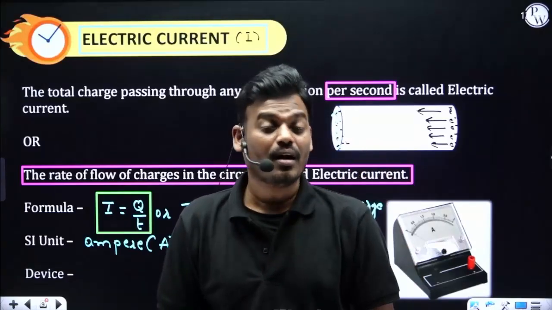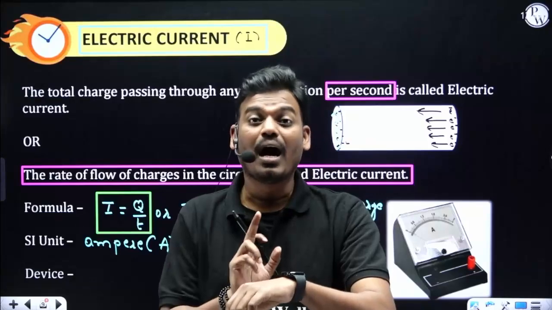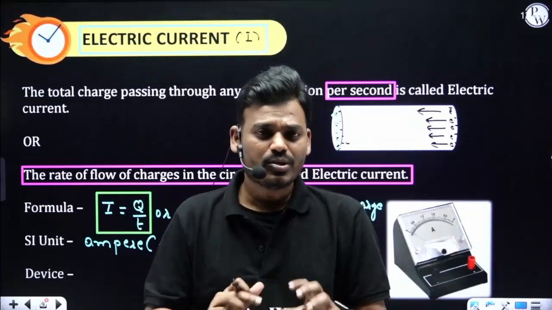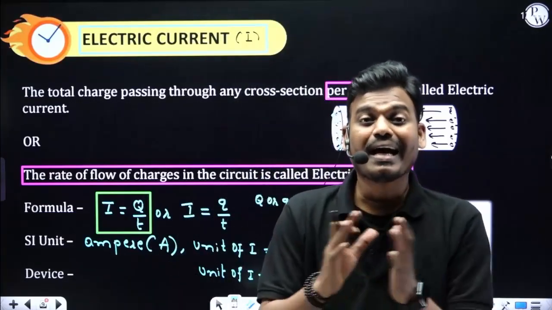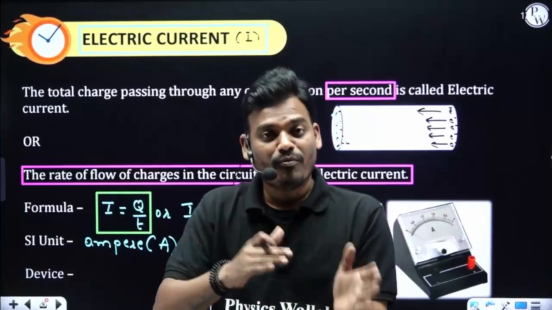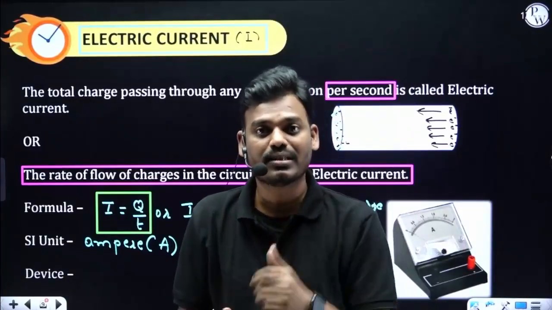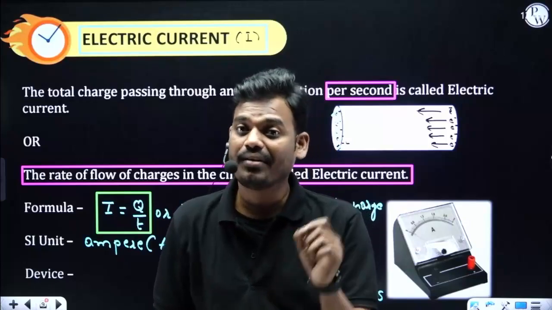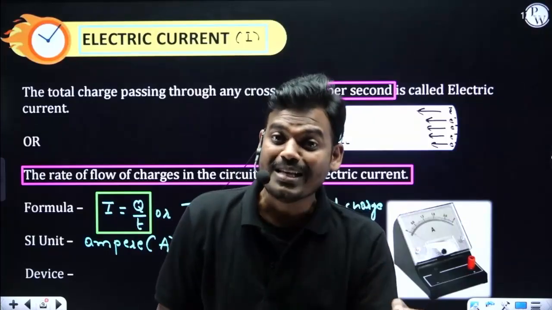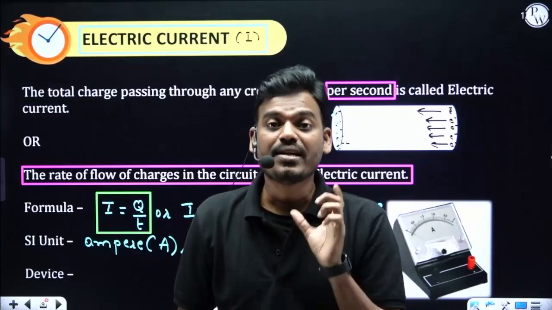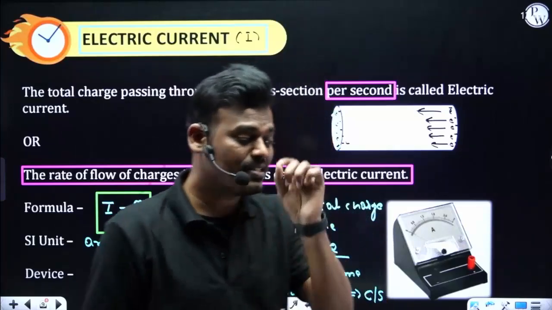How do you measure time? By clock or by watch, right? So then, how do you measure an electric current flowing through the circuit? Here we have a device, or instrument, that is the ammeter. The device name is ammeter.